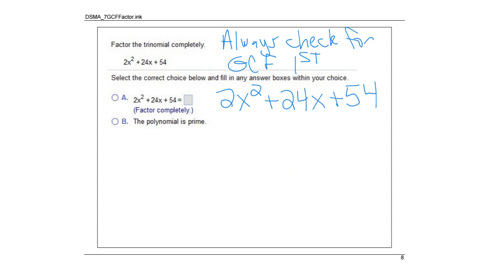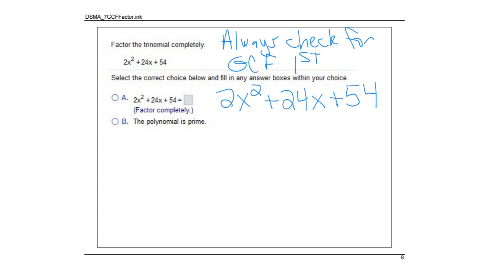All right, so this one's a little bigger. It's 2x squared plus 24x plus 54. Now, I didn't say it in the last problem because we were just getting used to these trinomials. Trinomial just means there's 3 terms, but we always want to check and see if we can pull a greatest common factor out because that just makes it easier.